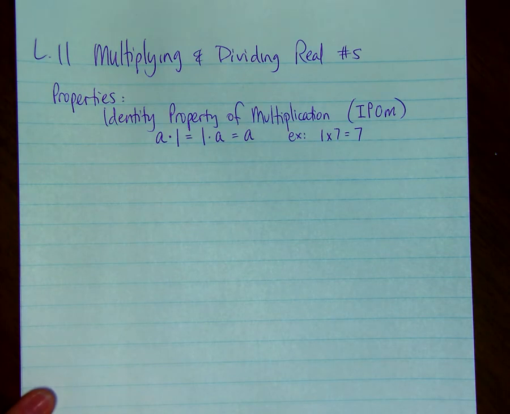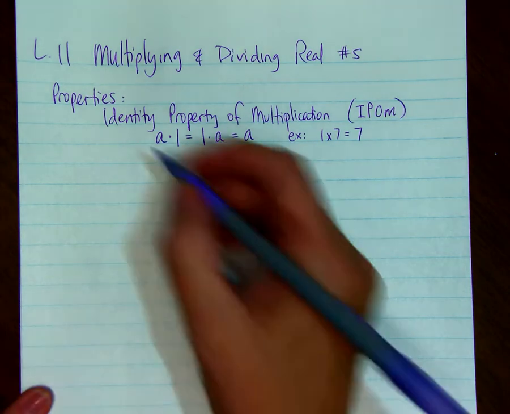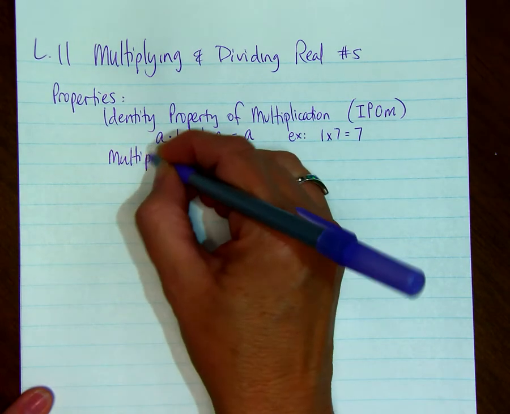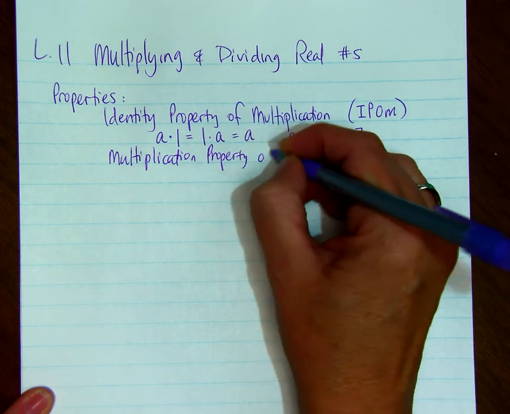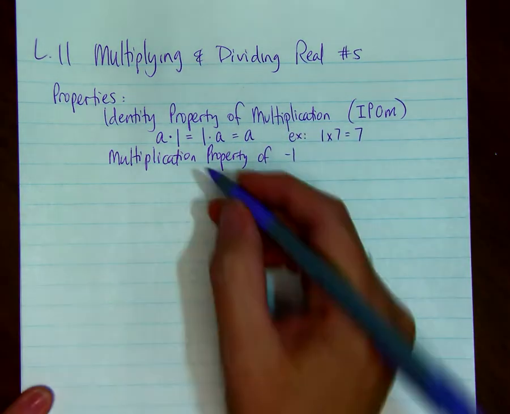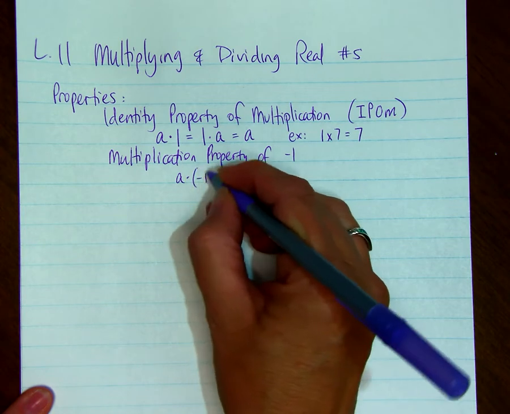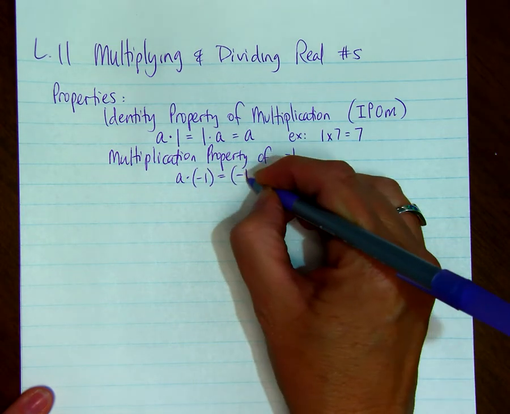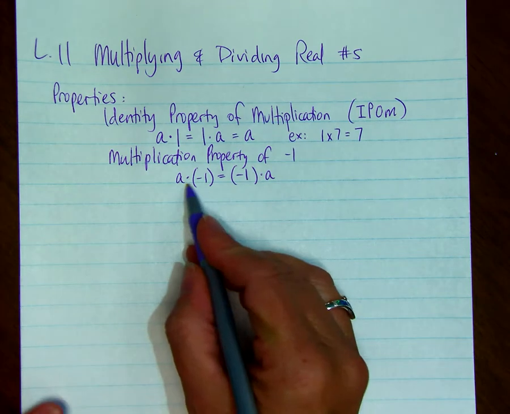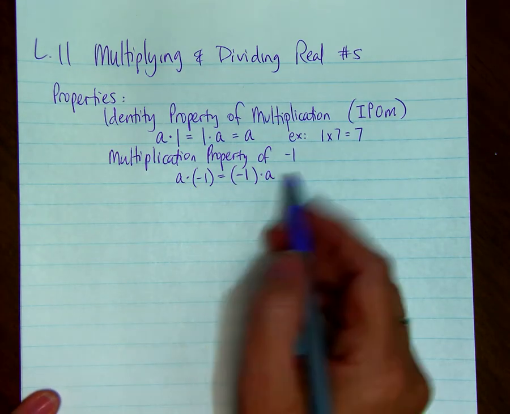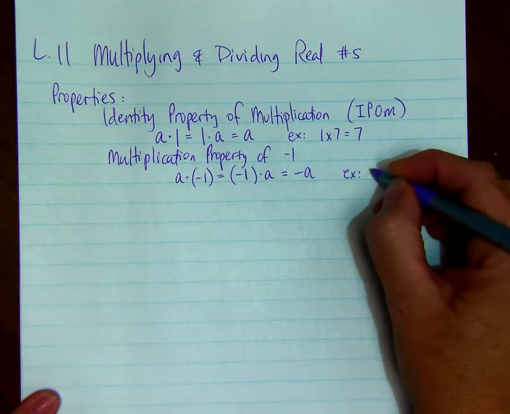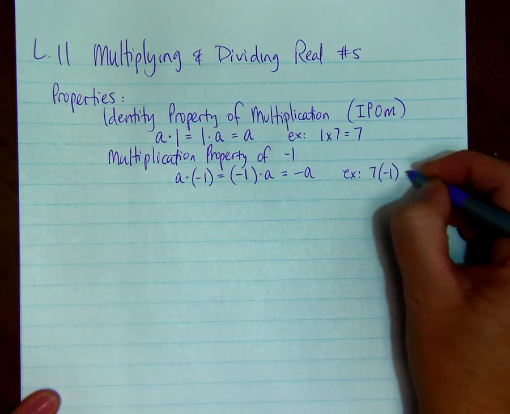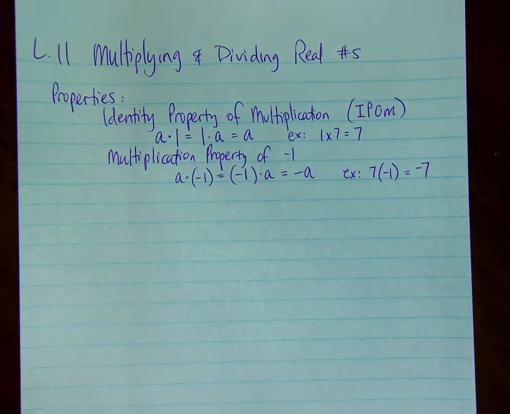Then we have the multiplication property of -1. There is no shorthand for that one. That just says that if you take a number and multiply it by -1, it's going to give you the negative of that number. So A times -1 is the same thing as -1 times A, which is -A. And an example would be if we did 7 times -1, we're going to get -7. That's called the multiplication property of -1.